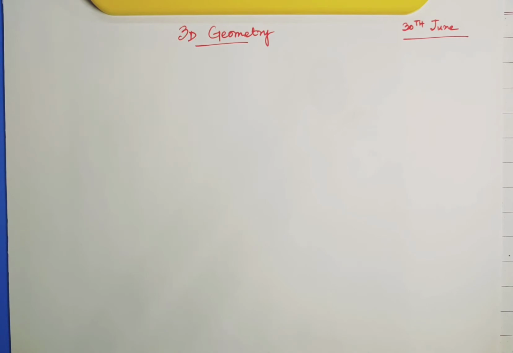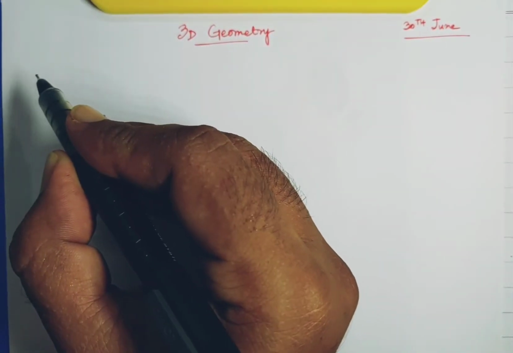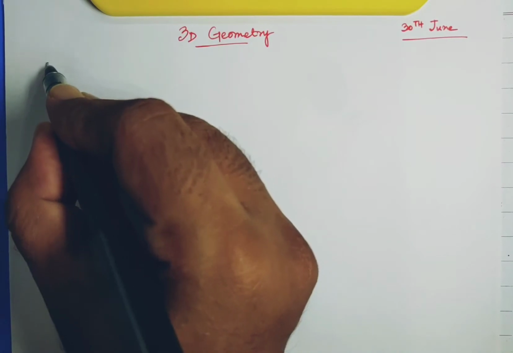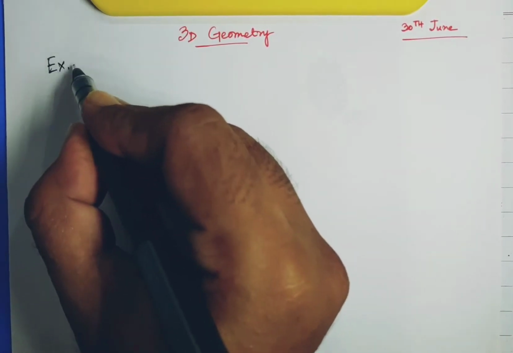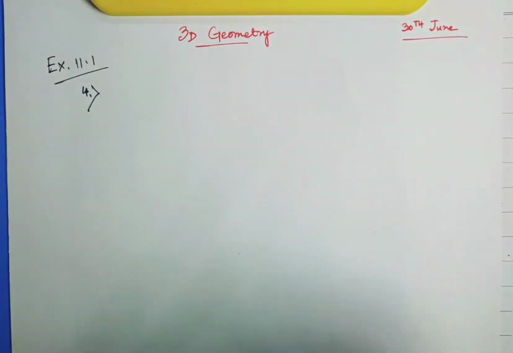Now today we are going to start this video with question number 4 of exercise 11.1. So exercise 11.1, question number 4. First read the question, what it says. It says, show that the points 2, 3, 4, minus 1, minus 2, 1, 5, 8, 7 are collinear.